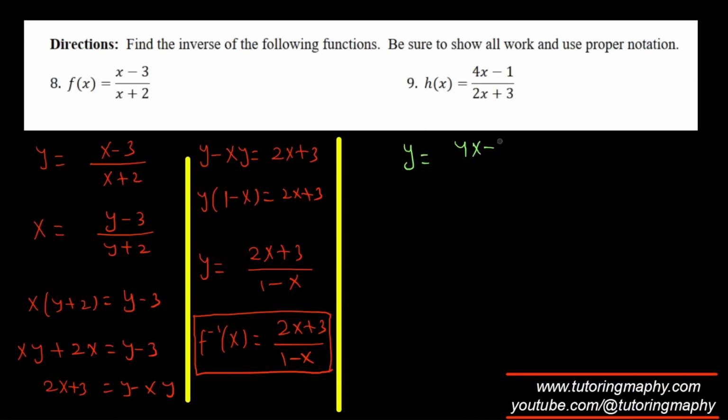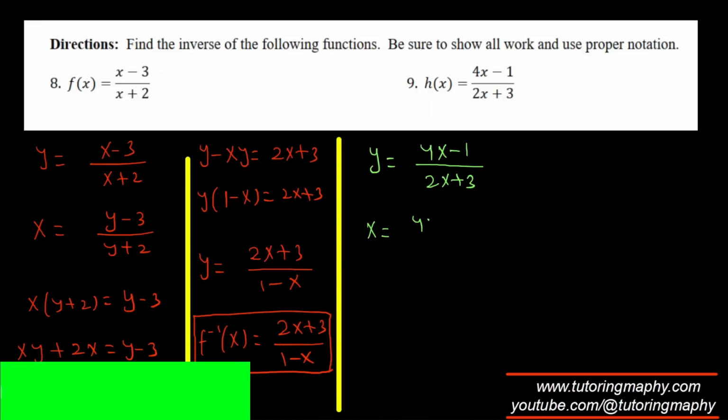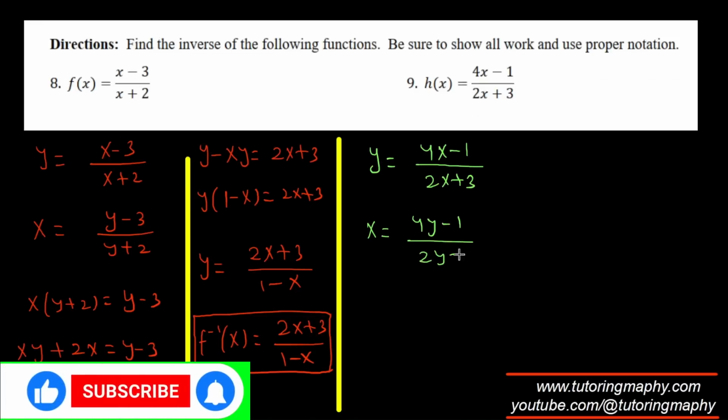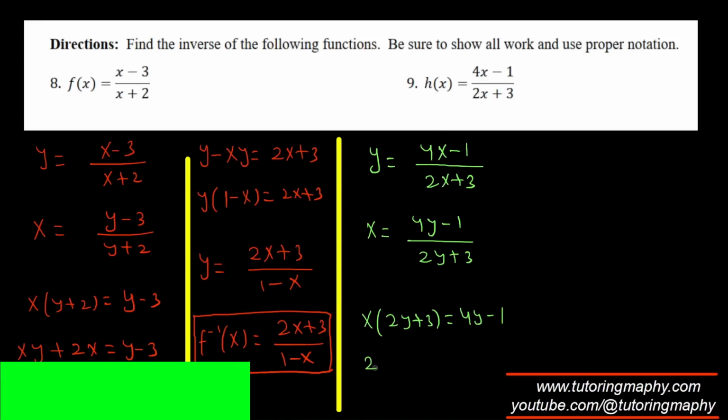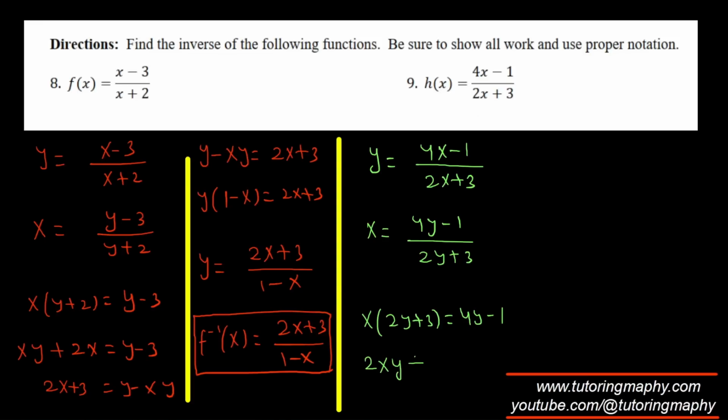So y is equal to 4x minus 1 over 2x plus 3. Replacing x with y and y with x. So this is going to look like x is equal to 4y minus 1 over 2y plus 3. Let's cross multiply. So x times 2y plus 3 is equal to 4y minus 1. So this will become 2xy plus 3x is equal to 4y minus 1, right?